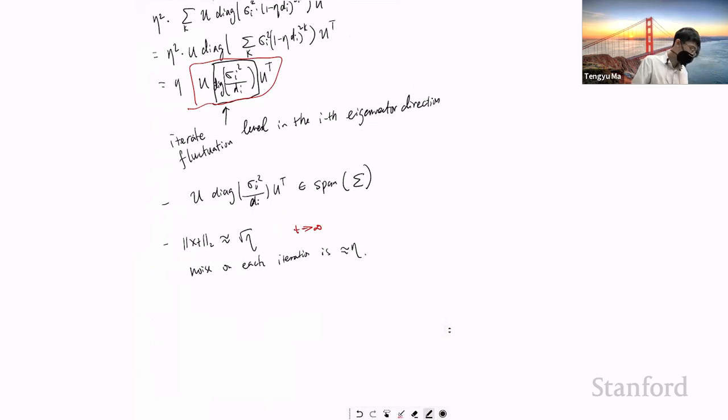So we have a pretty good understanding of what's happening. Eventually, it's bouncing around with a radius of something like square root eta in the value of this quadratic, and also you don't bounce around in those directions where you didn't add noise.